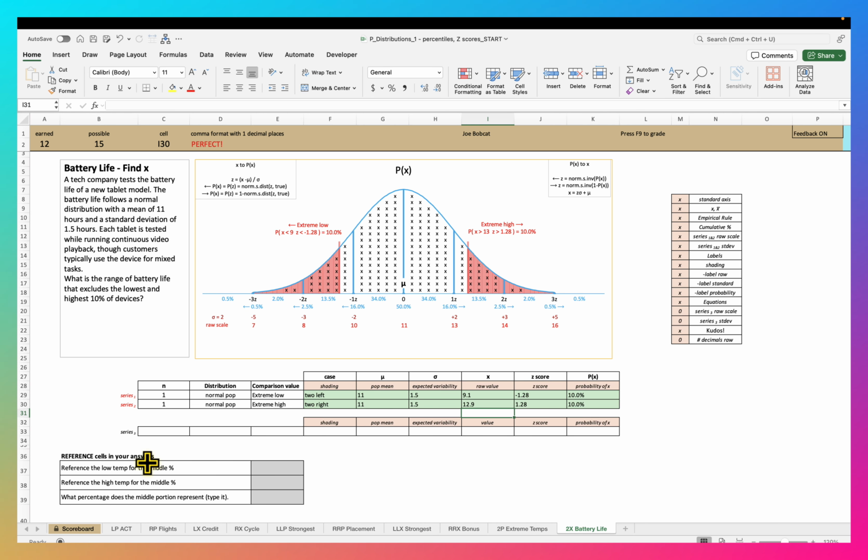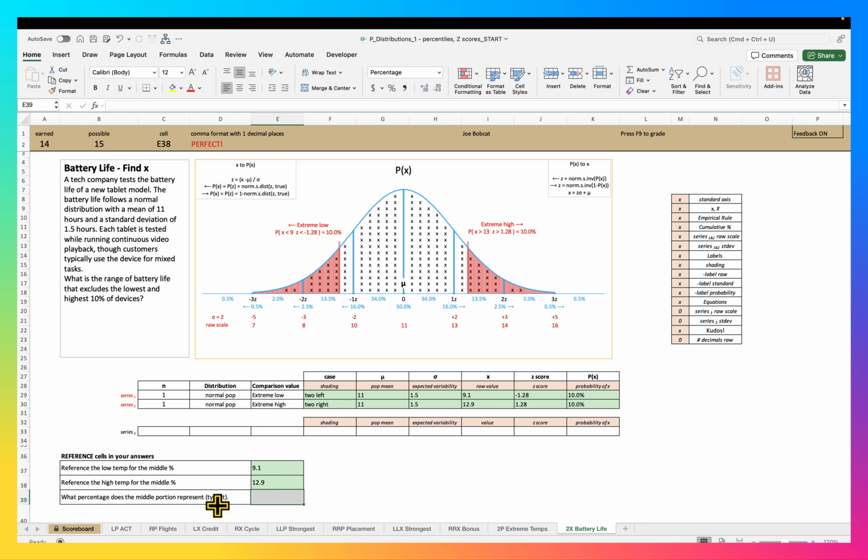So reference the low temp for the middle percentage. So the middle percentage would be between these 2 extremes. Well, this says temp, but it should be low time. I'll fix that before I distribute it. A lot of things to fix here. And the low one is the 9.1, so equals. And the high one is the 12.9.